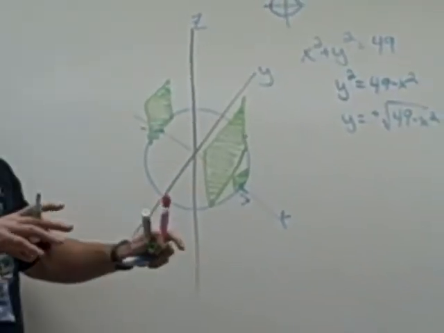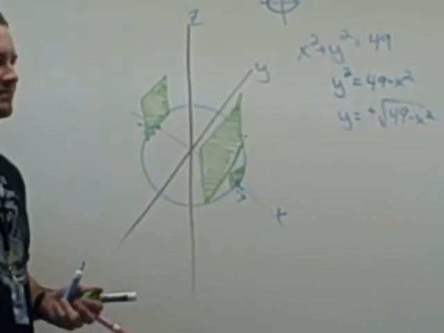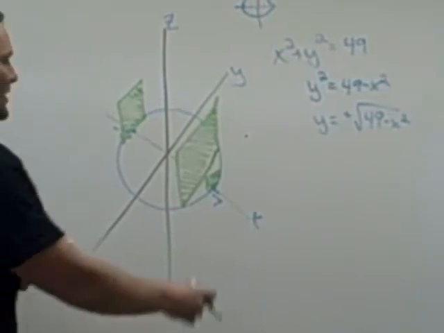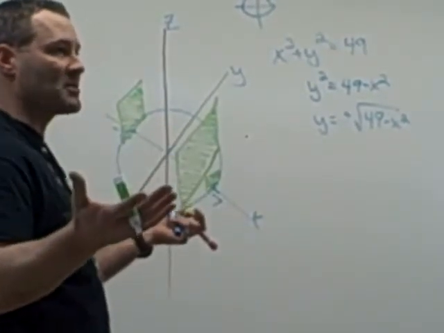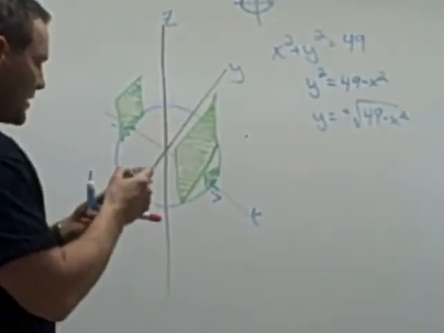Why is the height going to be smaller on the edges? Anybody have that answer? Why is the height going to be smaller here? Right. And what kind of shape is it? It's a square. Okay, alright.